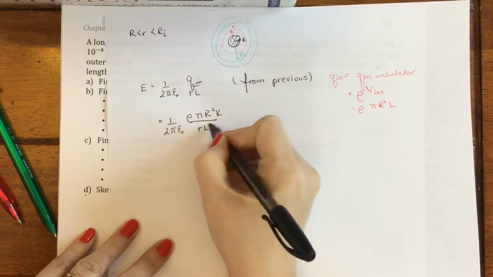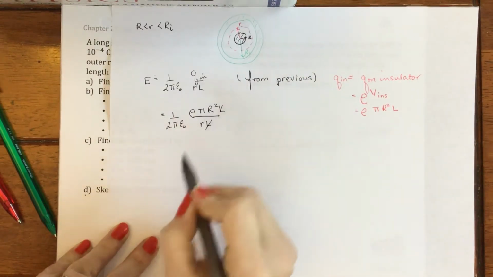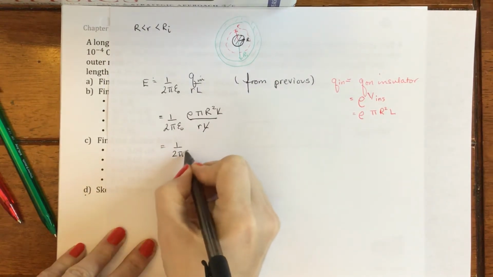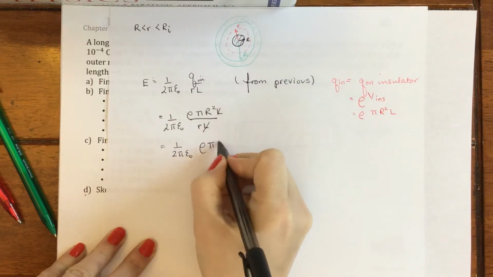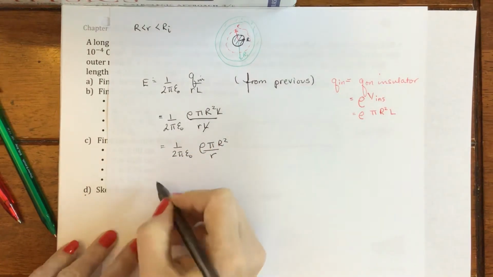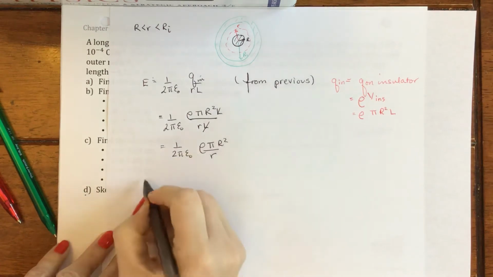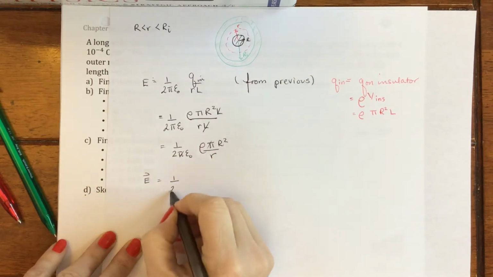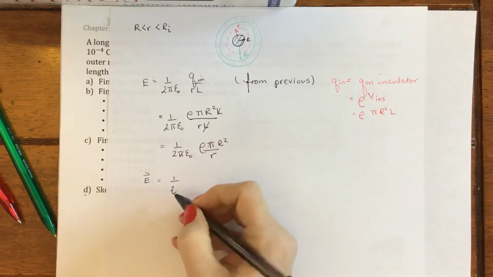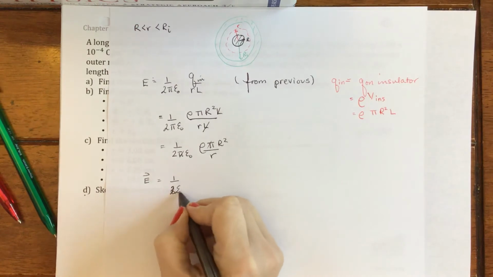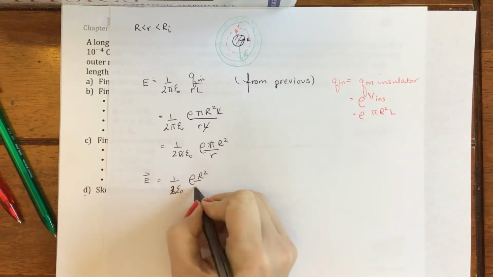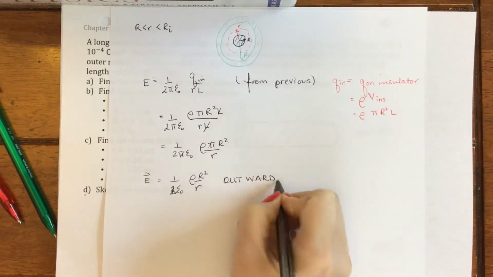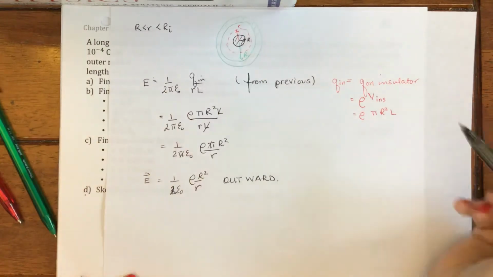So our L's cancel. This time the r doesn't cancel because we don't have a little r on top. Equals 1 over 2 pi epsilon naught rho pi R squared over r. So this is still a positive, so our electric field points out. E equals 1, oh, and the pi's cancel too. 1 over 2 epsilon naught rho R squared over r outward. Okay, so there's our electric field in between the 2 structures.